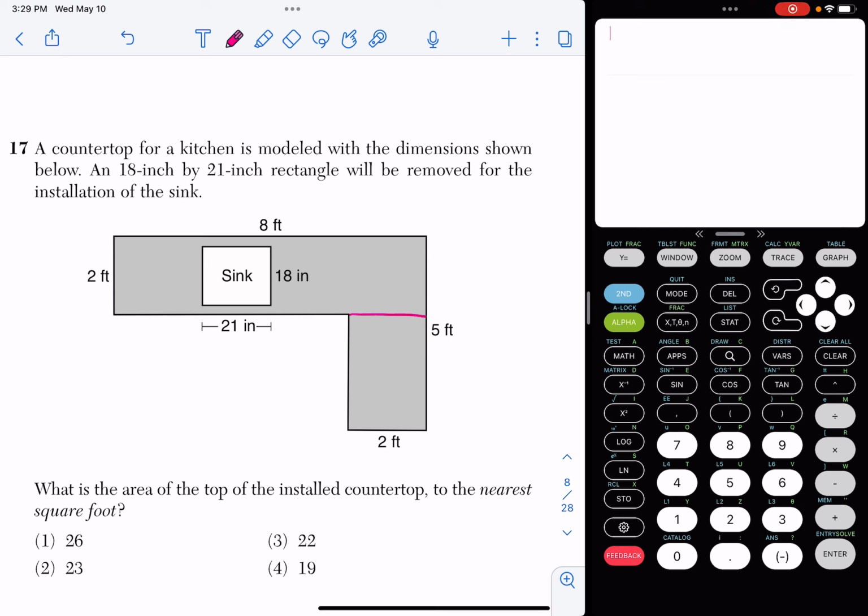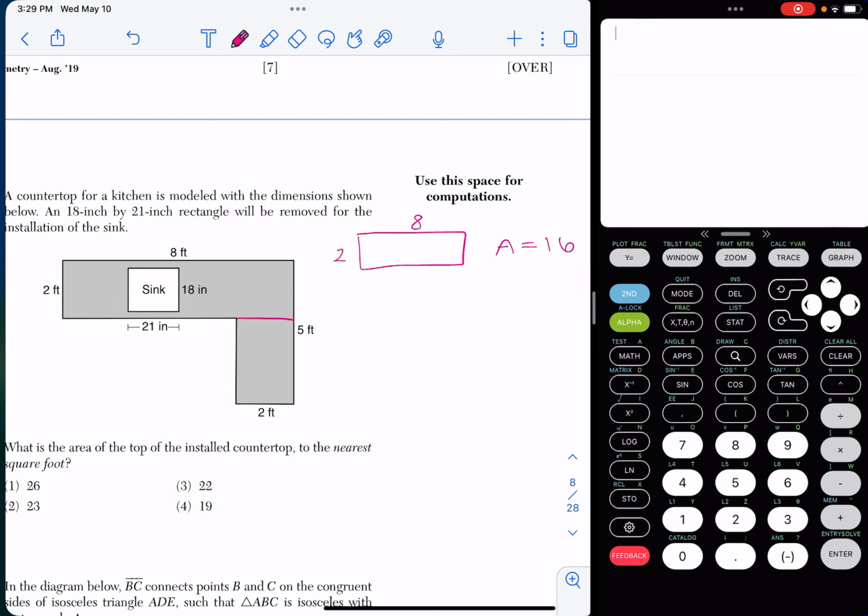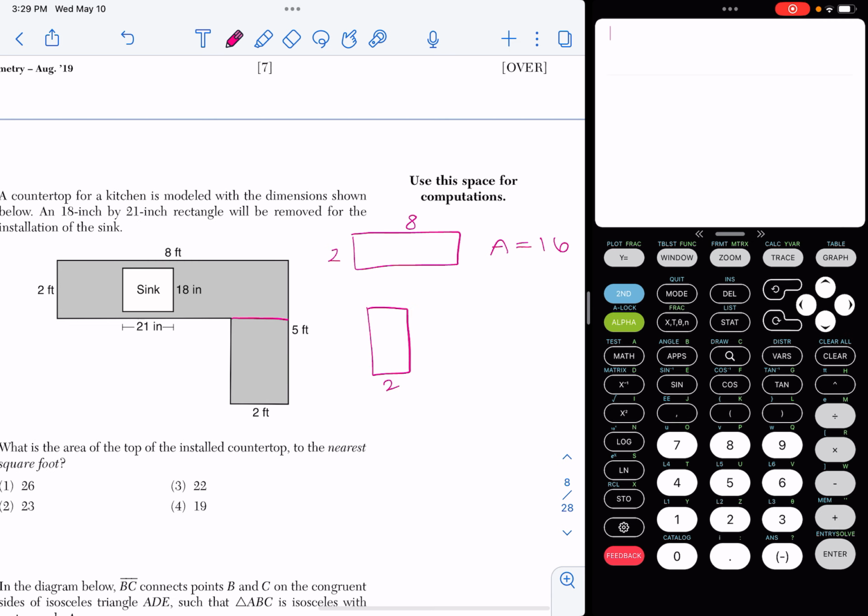You could split it the way I did, or you could have gone this way, or both. But I'm going to split it like this. So I have this rectangle up top that is basically 2 by 8, and so therefore its area is 16. Then I have this one over here that's 2 by 3, because notice the whole thing was 5, and we basically just took 2 away from it. That area is 6, so the total area is 16 plus 6, or 22.